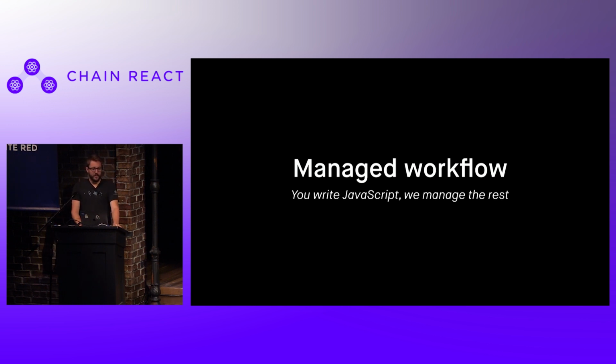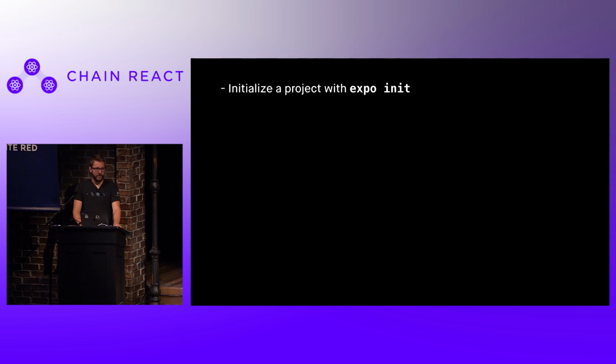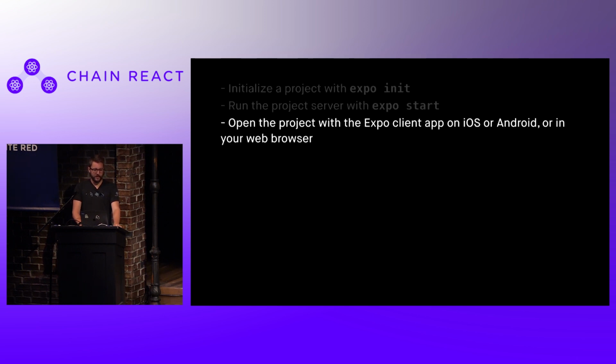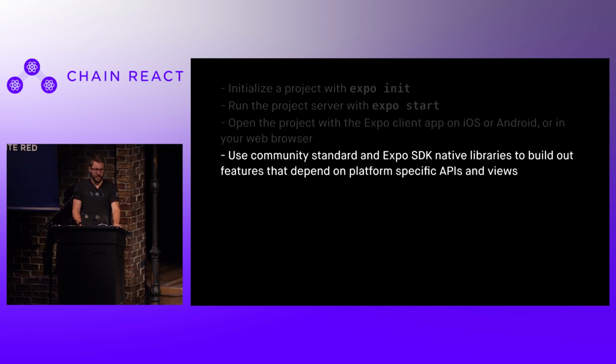In the managed workflow, you just write JavaScript and we manage the rest for you. So let's go through what it might look like to build an app with the managed workflow. First, you might initialize the project with Expo init, run the server with Expo start, open the project in the client app, use the community standard libraries like React Native Maps or SVG, along with things that are included in the Expo SDK to expose the underlying native features.